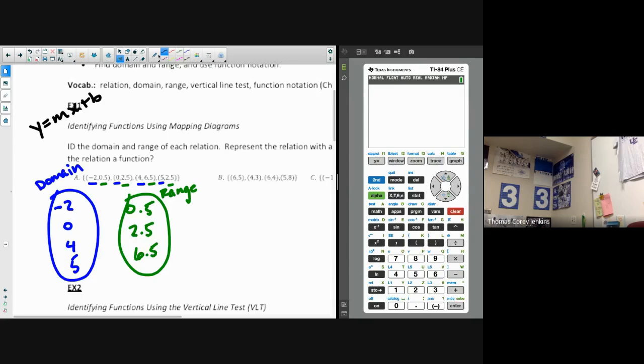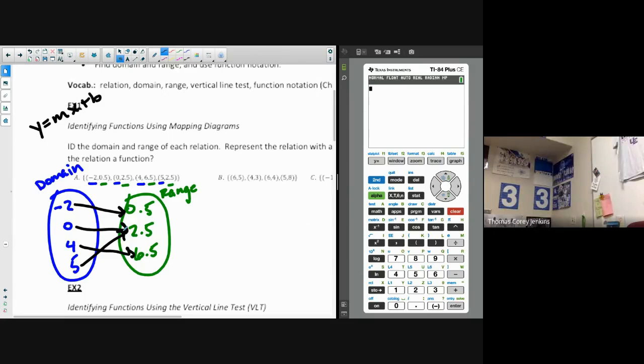And now we have it set up to draw our mapping diagram. All that means is that we represent each ordered pair by an arrow. This ordered pair says -2 maps to 0.5. I'm going to draw that with an arrow. I don't know if you guys have ever seen the function machine video, but -2 goes in, 0.5 comes out. This one says 0 goes in, 2.5 comes out. 4 goes in, 6.5 comes out, and 5 goes in, 2.5 comes out.